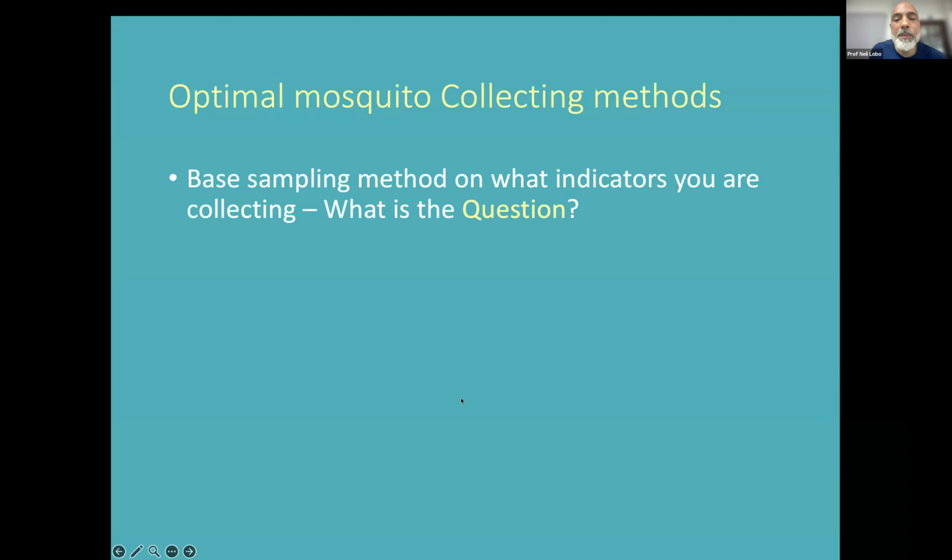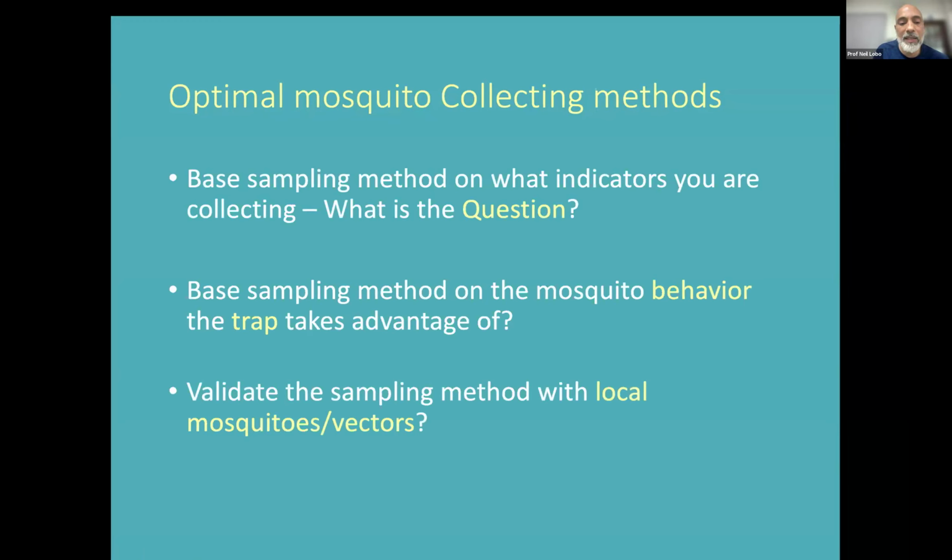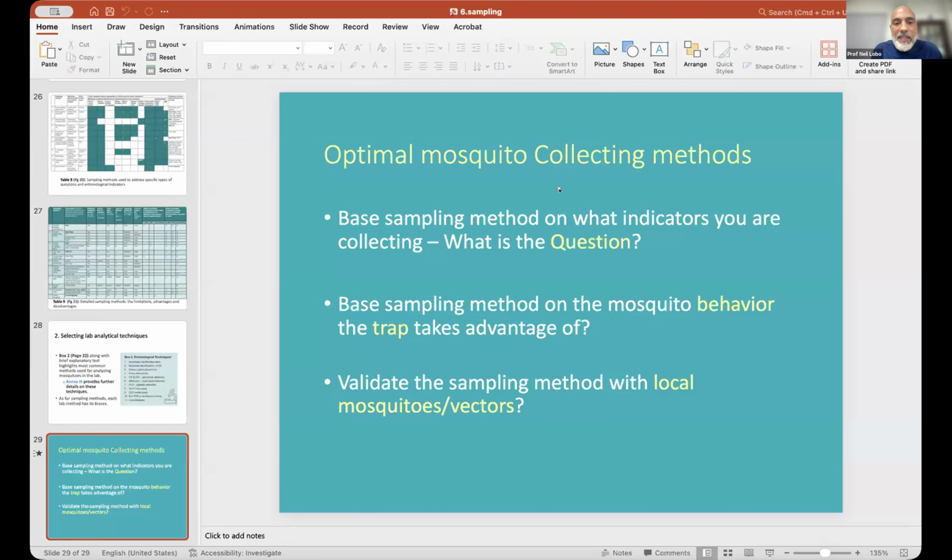So your optimal mosquito sampling method is based on what is the question? I would always recommend sampling mosquitoes based on the mosquito behavior you're trying to take advantage of, based on the indicator you're trying to collect, and always validate that sampling method with your local mosquitoes, because every species acts differently. And that is the end of my first presentation for today.